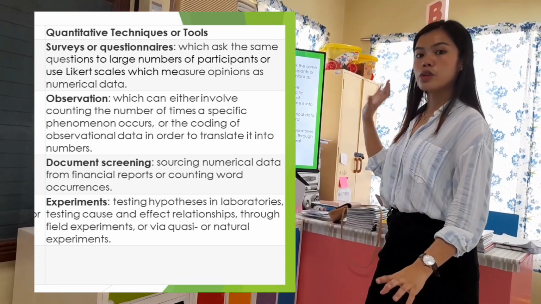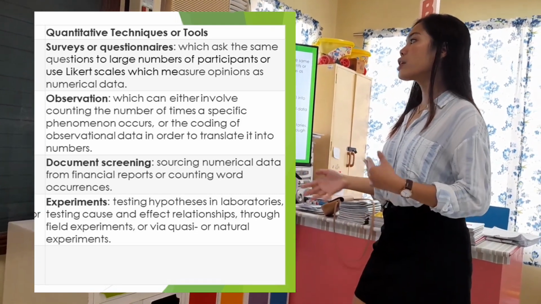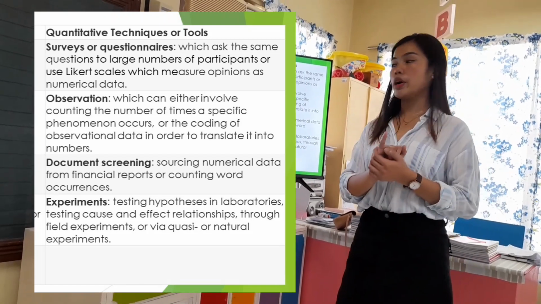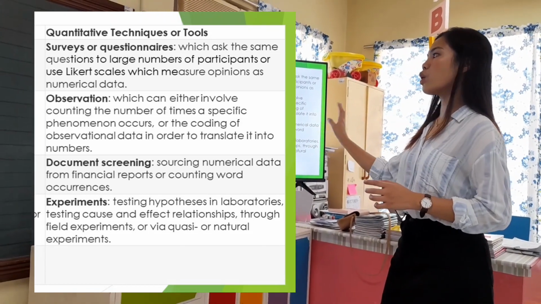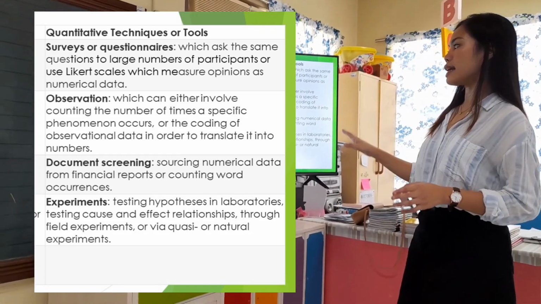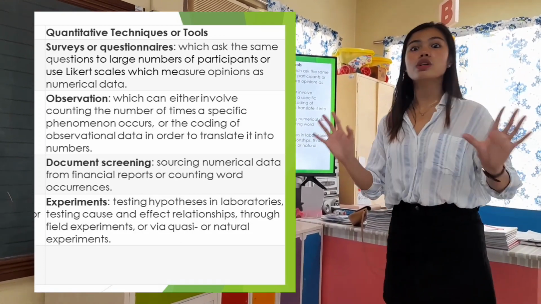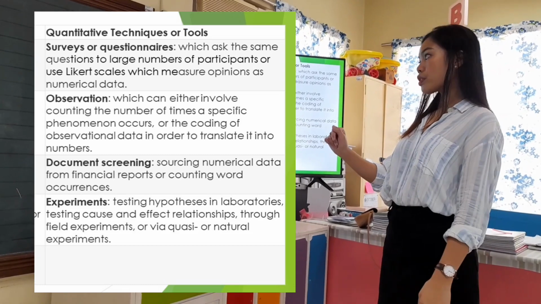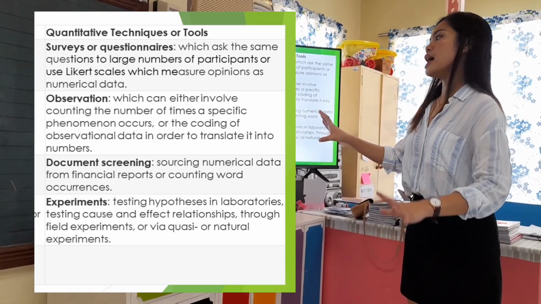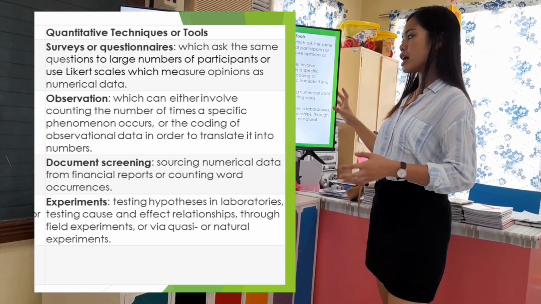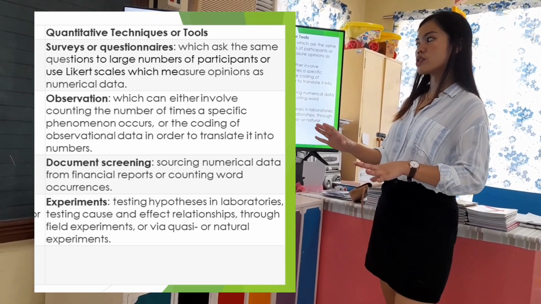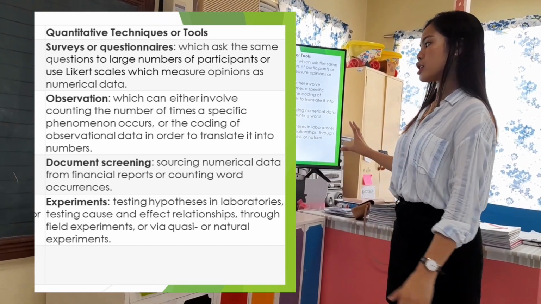And we have here the observation, which can either involve counting the number of times a specific phenomenon occurs, or the coding of observational data in order to translate it into numbers. So from the data to numbers. And the document screening, which is sourcing numerical data from financial reports or counting word occurrences. And we have here the experiments.